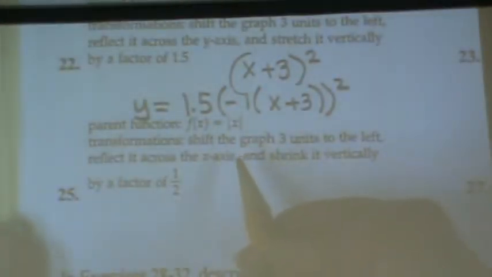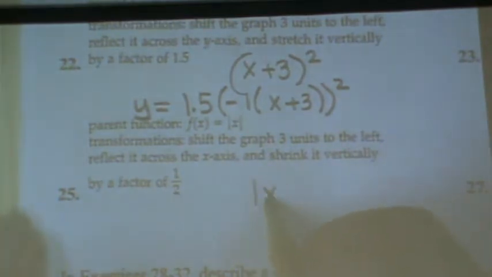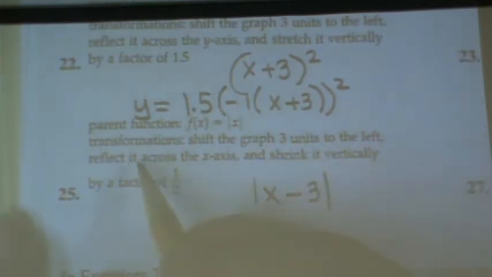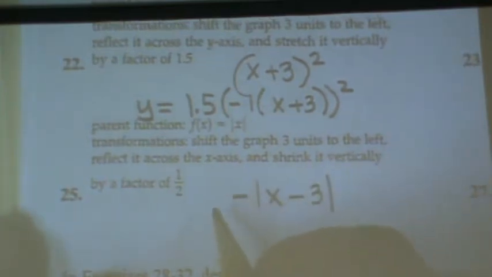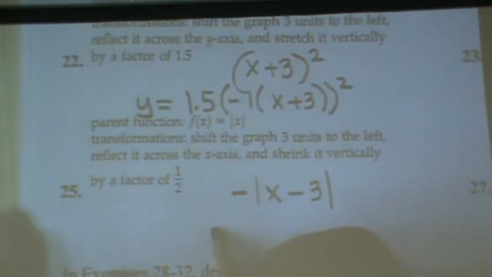25, you want to take the absolute value function, and you want to shift it 3 units to the left. So you'd have x minus 3, that's 3 units to the left. And you want to reflect it across the x-axis, that would be your negative. And you want to shrink it vertically by a factor of a half. So the half would go in front, so it'd be negative 1/2, and then x minus 3. So that would be your equation.